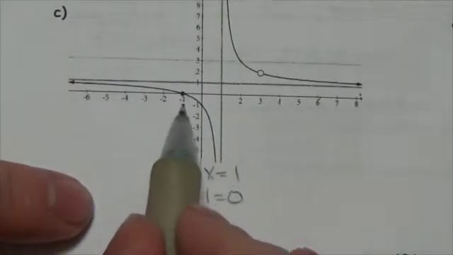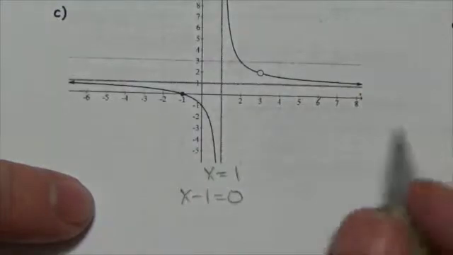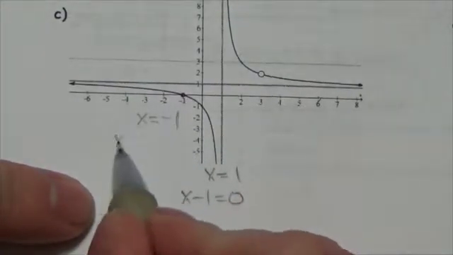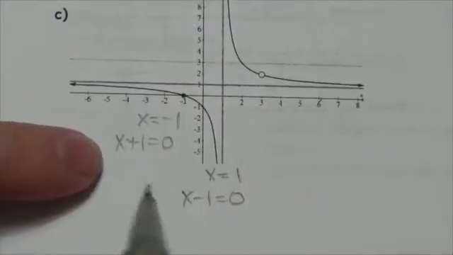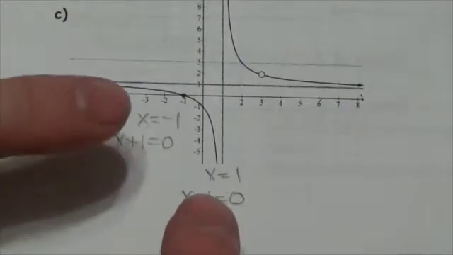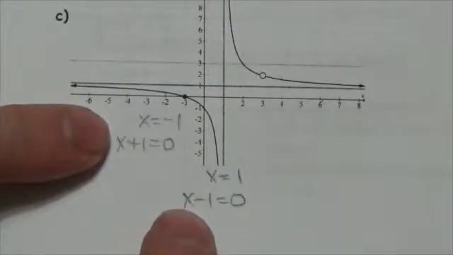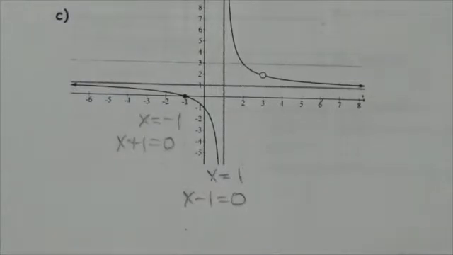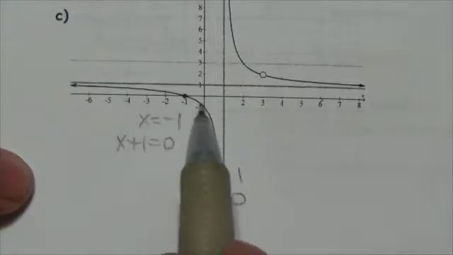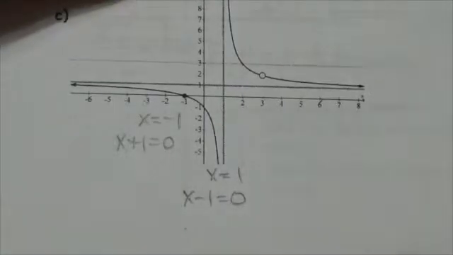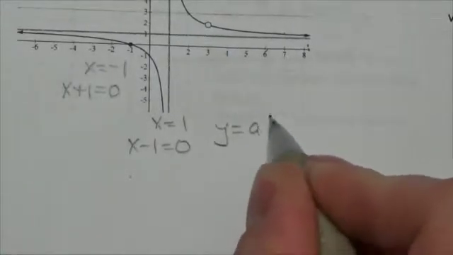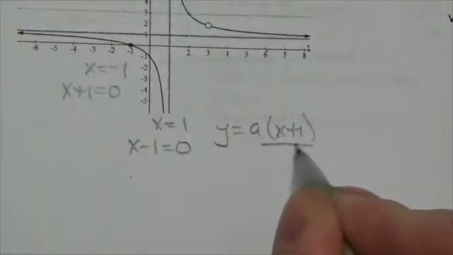I also know right here that it's got an x-intercept of negative 1, so I know x equals negative 1 is the x-intercept. Bring that over. x plus 1 equals 0 has got to be in the numerator. Okay, this is like the question A here. So numerator, this has to be in the denominator. At this point, I'm not 100% sure of the stretch factor. So y is equal to a times x plus 1 over x minus 1.